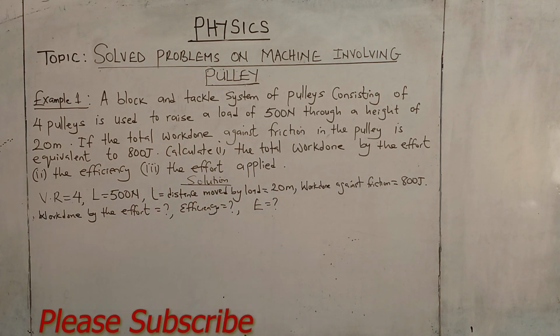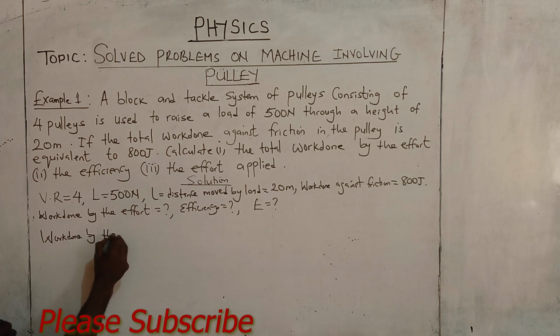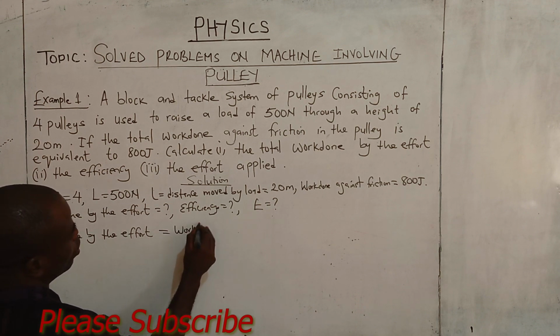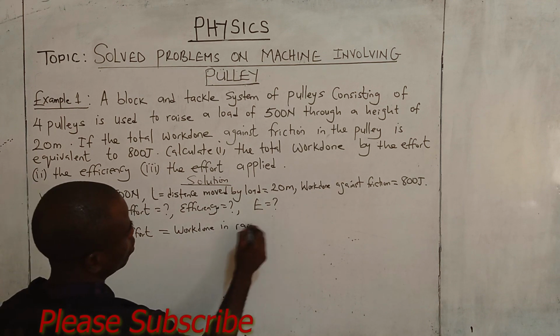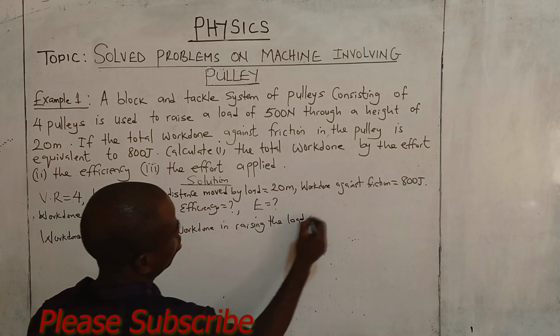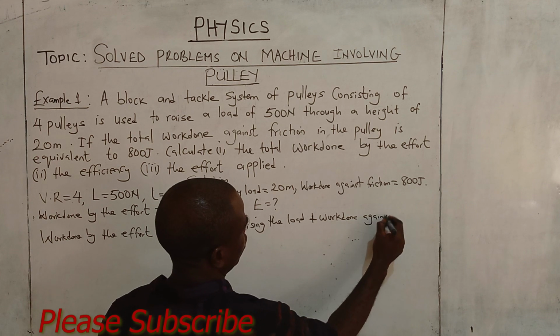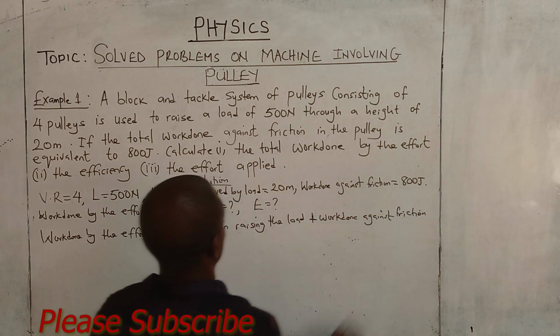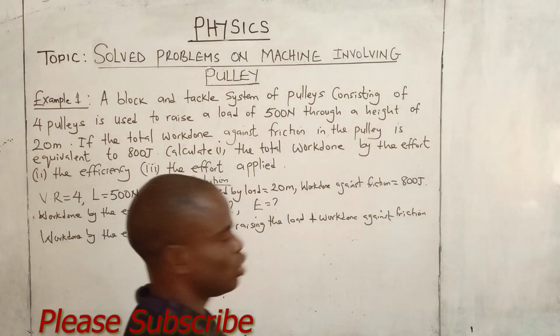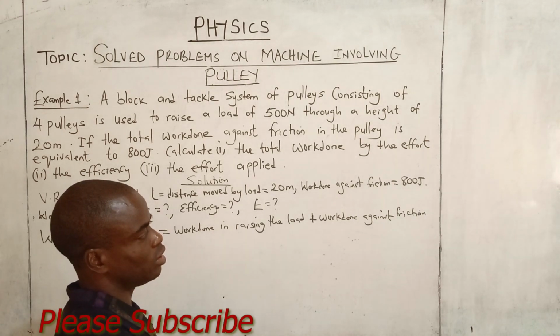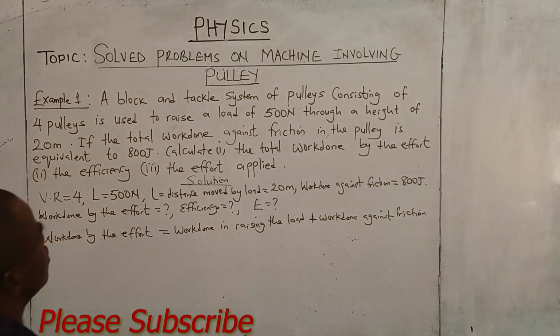Now what you need to do is go to the formula, which is: work done by the effort equals work done in raising the load plus work done against friction. What do you mean by that? When you are applying the effort to raise the load up using an instrument on an inclined plane, you are pushing it, there will be work done against the friction.